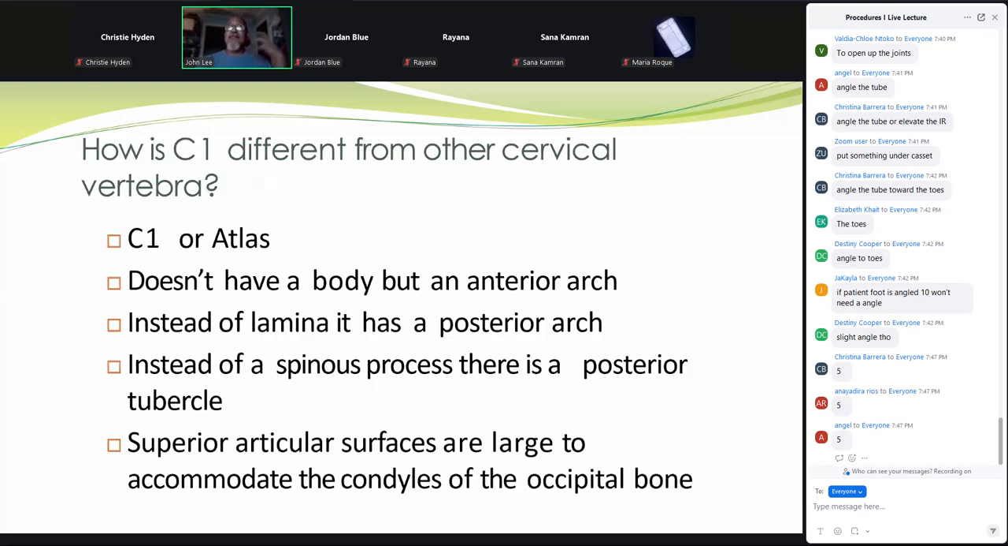But it doesn't make them unique from being included in the cervical division of spinous.